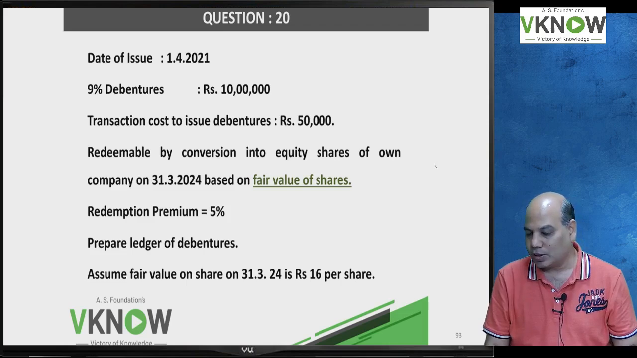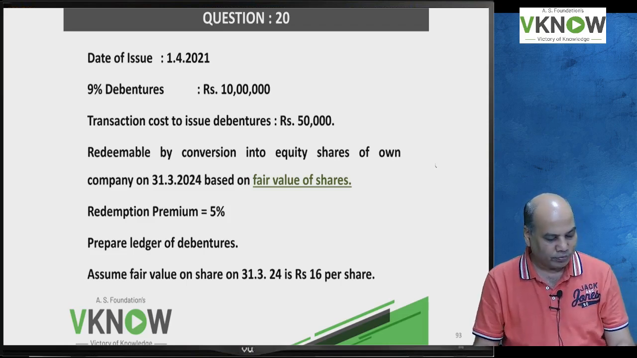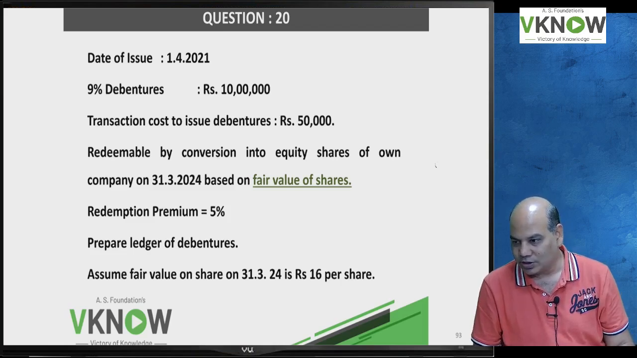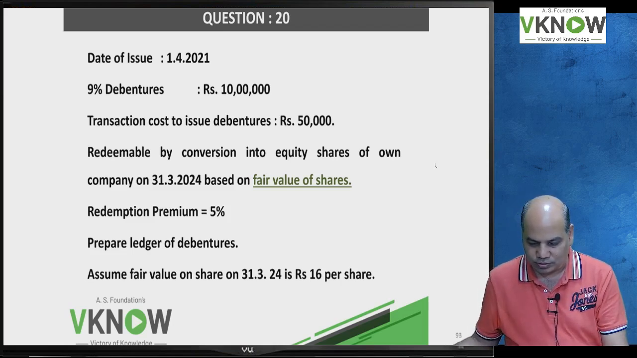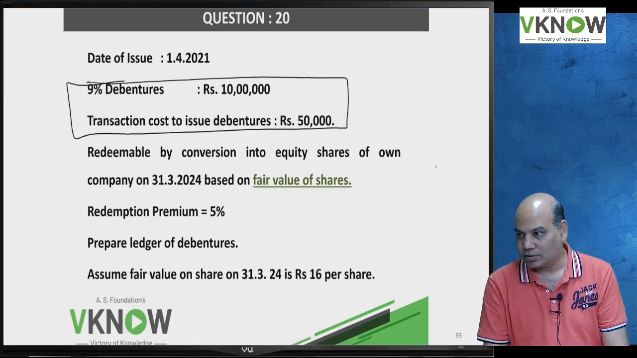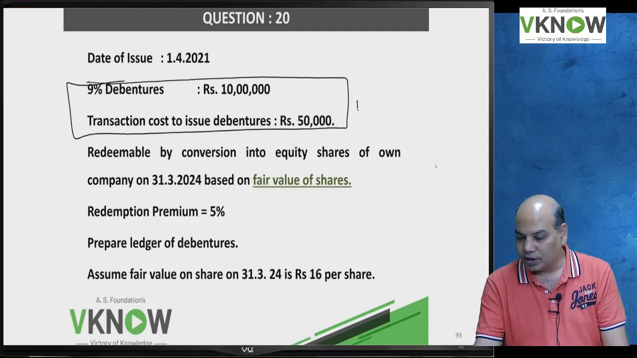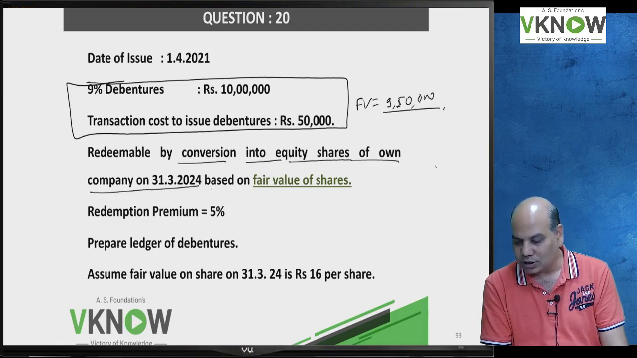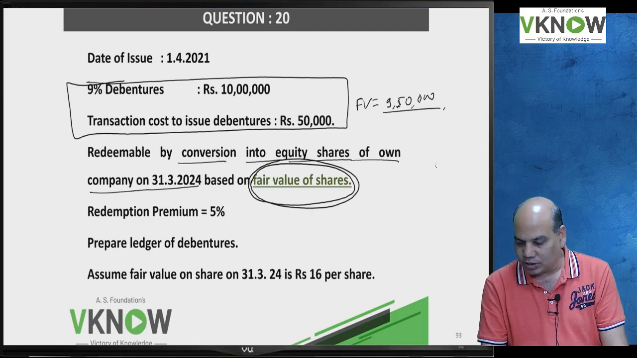Question number 20. Date of issue 1/4/2021. 9% debenture 10 lakh, transaction cost. Oh, so now you don't apply intermediate intelligence. My fair value will be proceeds minus transaction cost. Redeemable by conversion into equity shares of own company on 31st March based on the fair value of the share.